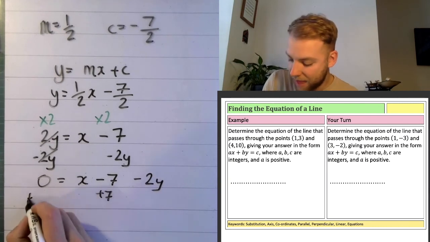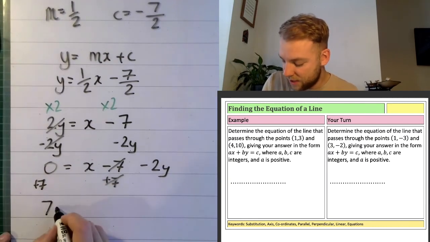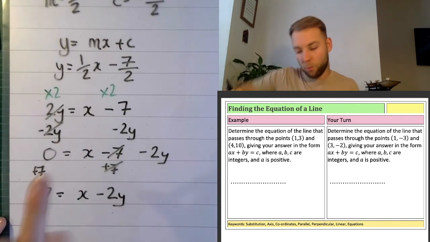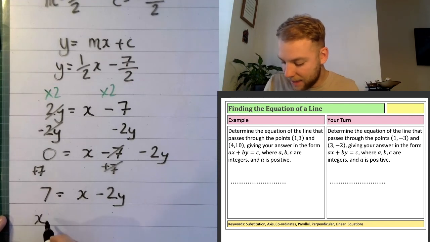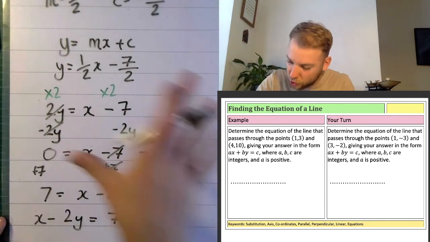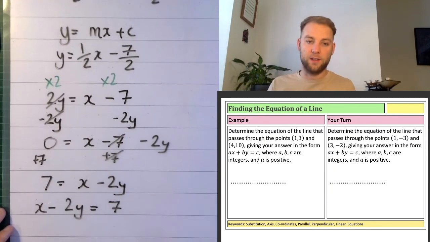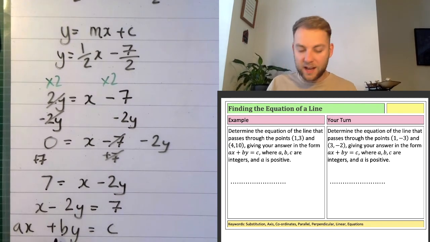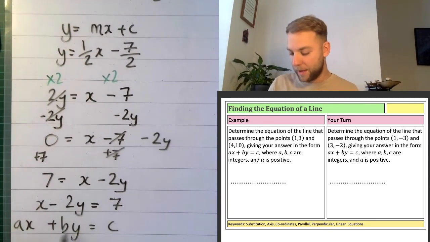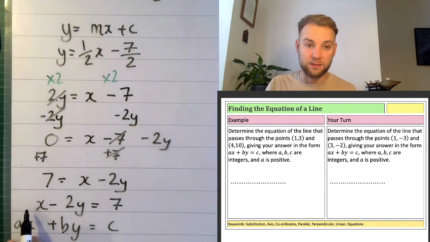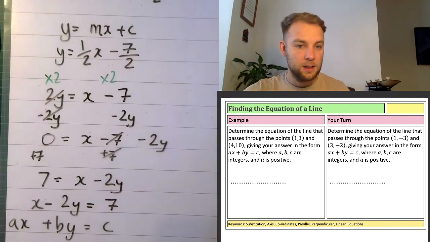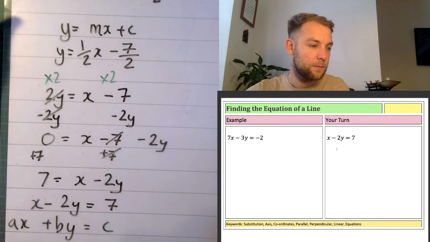Add the 7, so get rid of that. 7 is equal to x minus 2y, like so. And then it wants it the other way around, so x minus 2y is equal to 7. Tricky little part at the end, but now we've got it in the form ax plus by is equal to c. Don't worry that that's negative, that's fine. It just means that b is -2, but our x value is positive, that's actually +1, and c in this case is 7. Super. Okay, let's just check those answers. x minus 2y is equal to 7, and 7x minus 3y is equal to 2.